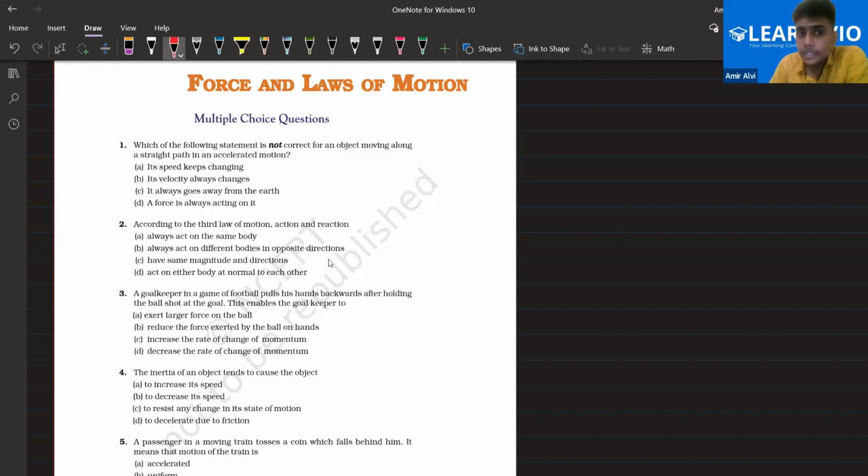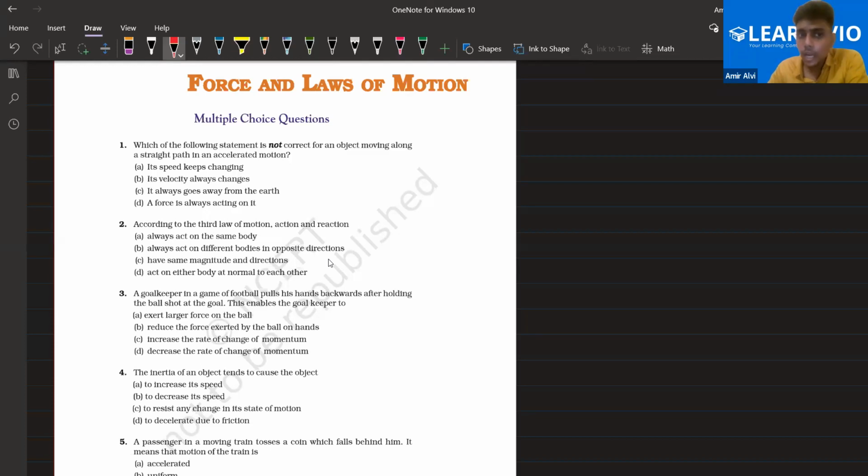Okay, so basically, look, if the following statement is not correct, the first option is its speed keeps changing. If this is an accelerated motion, obviously the magnitude of speed is going to change again and again. It is a fact, right, everyone? Because acceleration means a change in speed or a change in direction. Second is its velocity always changes. If its direction or speed is changing, there is an acceleration, everyone.